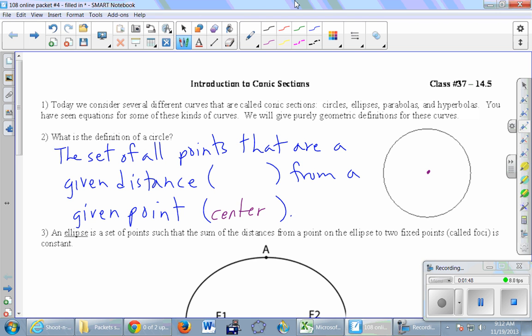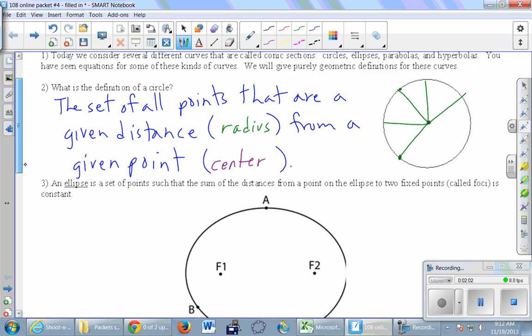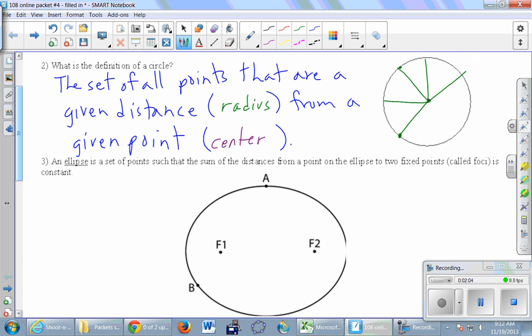And then that given distance, so to say that all these points that are on the circle are a given distance, the same distance, that's called the radius. Okay, so that's our geometrical definition of the circle. It has nothing to do with the equation x squared plus y squared equals r squared, or I guess it might, but the definition itself doesn't immediately tell you x squared plus y squared equals r squared is the equation.